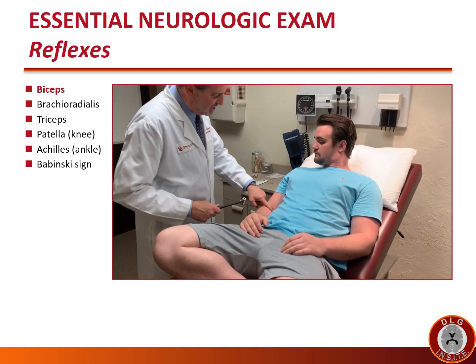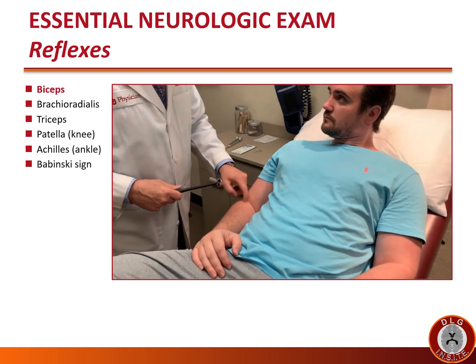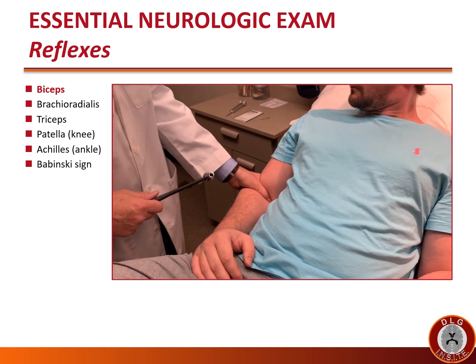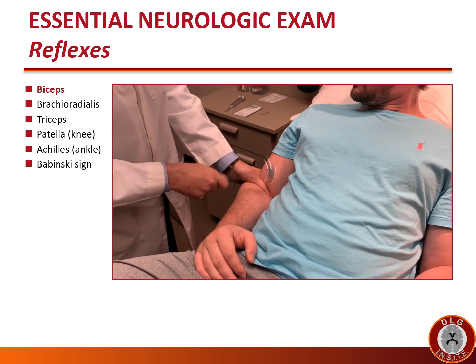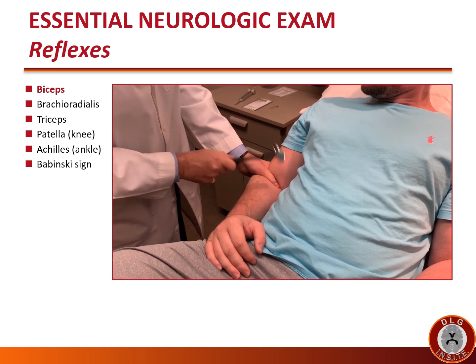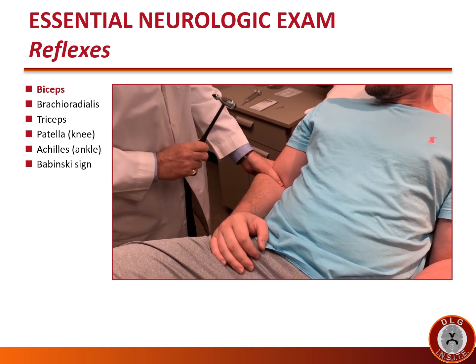Now, the problem with the biceps is it's hidden in the crease of the elbow. So you have to put your thumb in there so you can feel it. And you feel this little rope, and then you whack it. You whack your thumb. See that? You can see the biceps jerk.